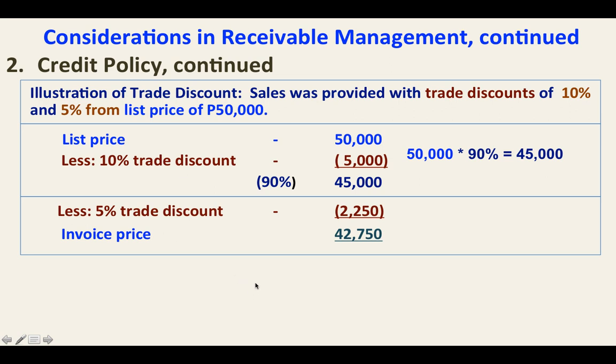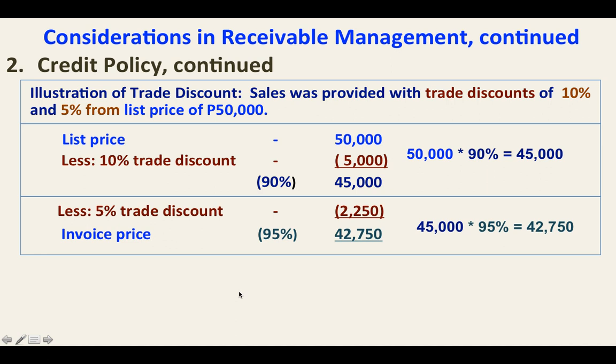Then this 42,750 is 95% of the 45,000 because we gave a second layer of trade discount at 5%. So this 42,750 is 95% of 45,000. So we can express it like 45,000 times 95% will give you 42,750.